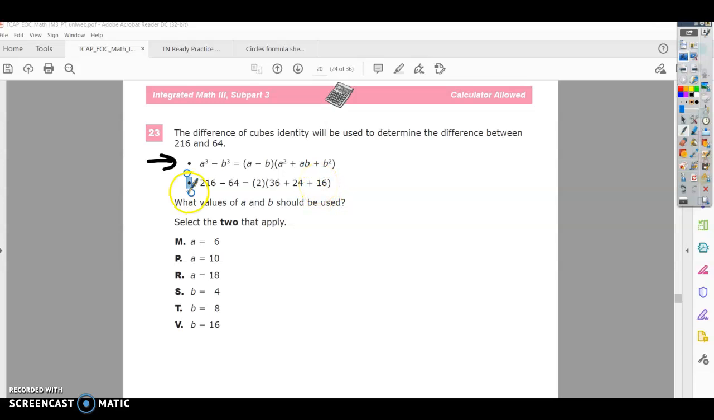So there's a couple different things you can do. First, if you know what number squared is 36, that's probably going to give you the answer. But if you don't, let's look at finding the cube root of these numbers. All right, so you can find the cube root of 216 and the cube root of 64. And you can do that by just using your calculator.